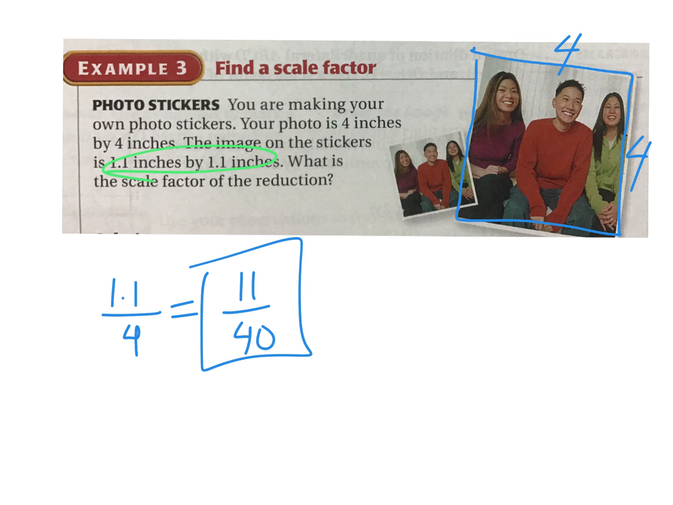The biggest thing you need to recognize first is whether it is a reduction or an enlargement. Because on a reduction, you're going to put the smaller object on top and the bigger one on bottom. If it's an enlargement, you flip it. So those are your big things you got to remember. That's it. That's the lesson.